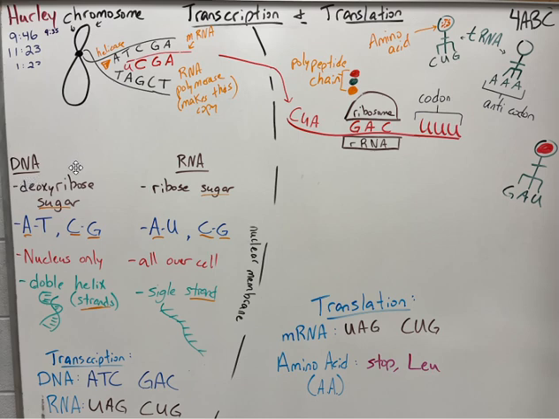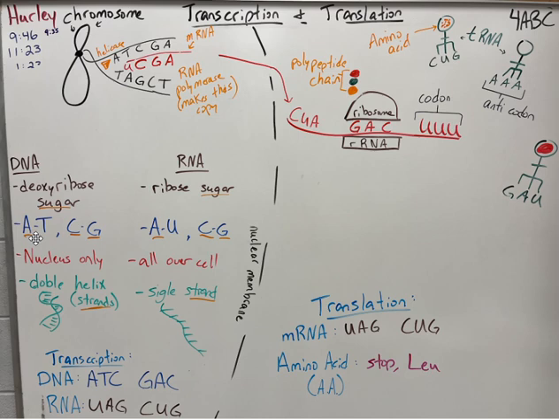DNA is made of deoxyribose sugar. That's the D in DNA. The R in the RNA stands for ribose sugar. So they both have sugars. One is deoxyribose, one is ribose. Let's talk about base pairs.